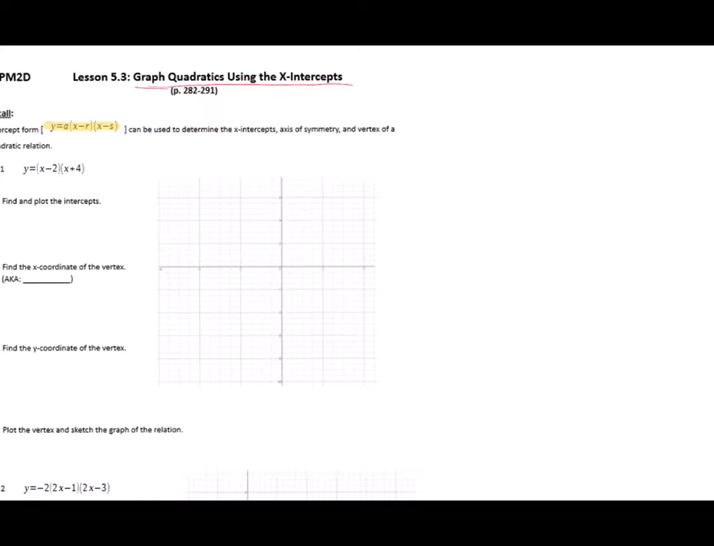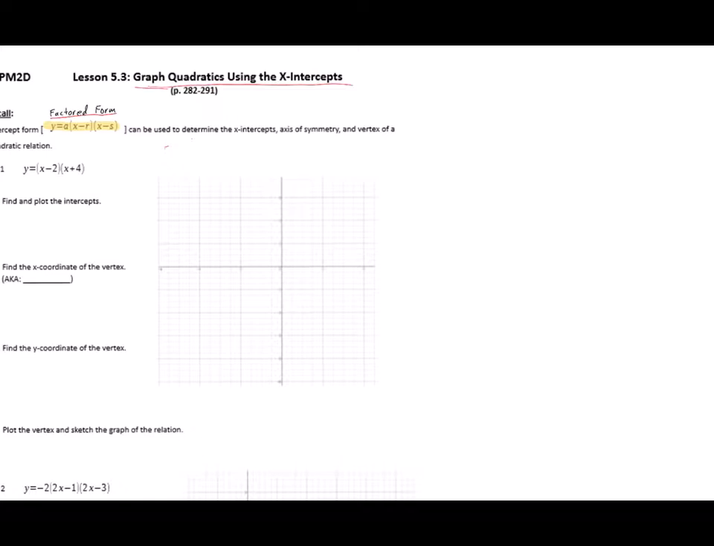Remember, anything that is in this form, we used to call the factored form. We can also call that the intercept form. So I would suggest you add that to your jargon sheet.